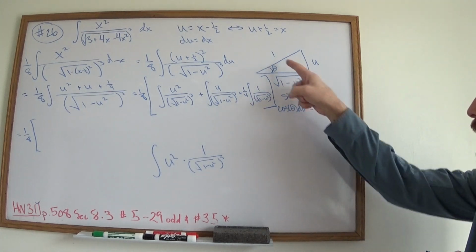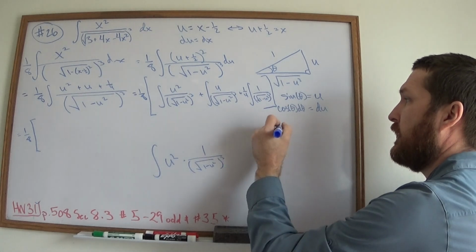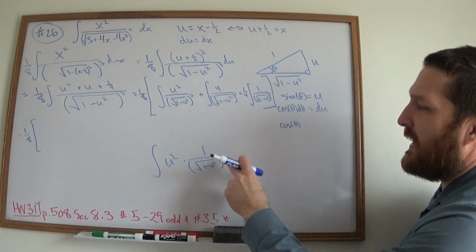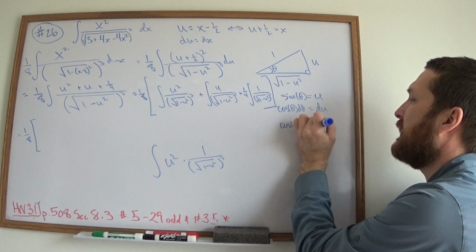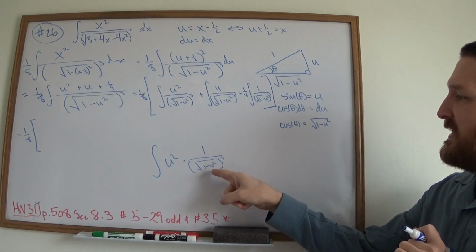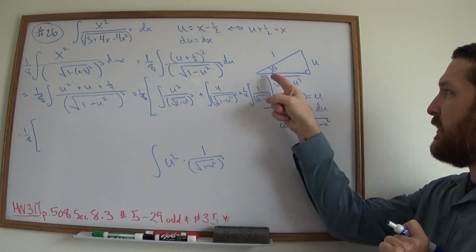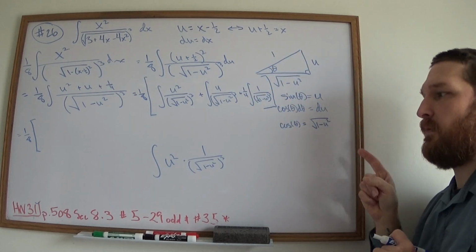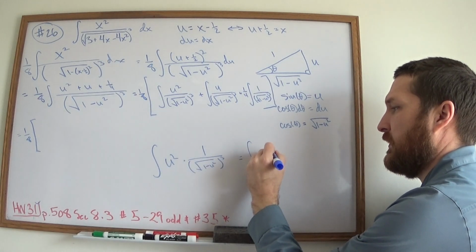Now, cosine theta. I just see that cosine theta is equal to this thing right here, right? So I could just replace this with cosine theta. u squared, well u is u over 1, so that would be sine, and it's right there. So u squared is the same thing as sine squared.